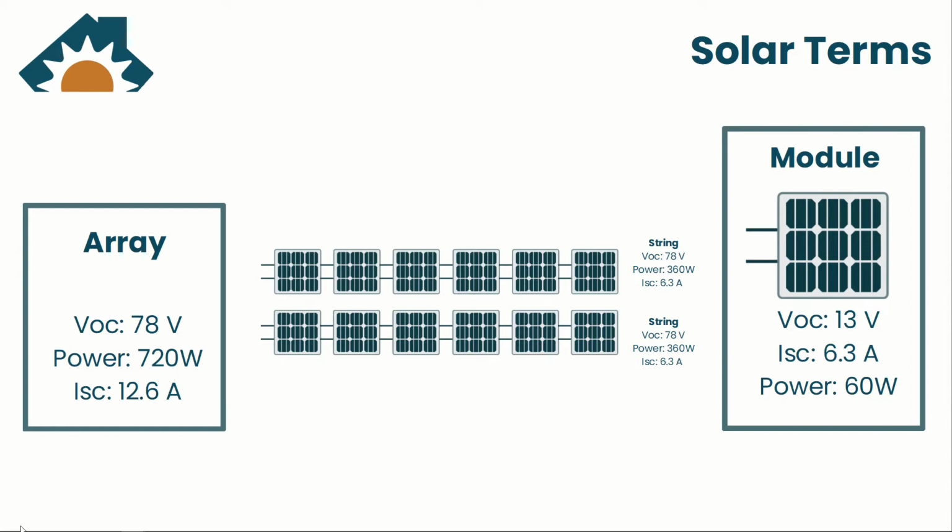Connecting in series creates one string and adds up the voltage and power. The current running through the string remains the same. Here we have a module with an open circuit voltage of 13 volts and 60 watts each. A string of 6 modules will result in 78 volts and 360 watts, but the current remains 6.3 amps in that string. Here, as we connect these modules in series, the voltage increases, the power increases, but the current running through it remains the same.